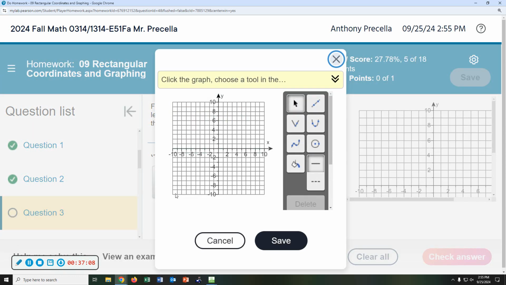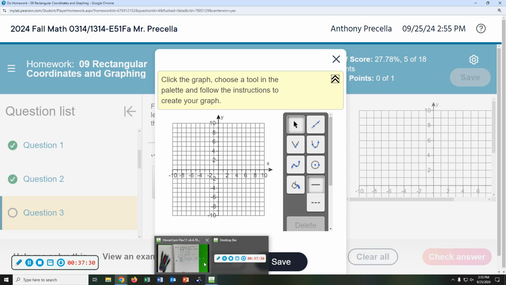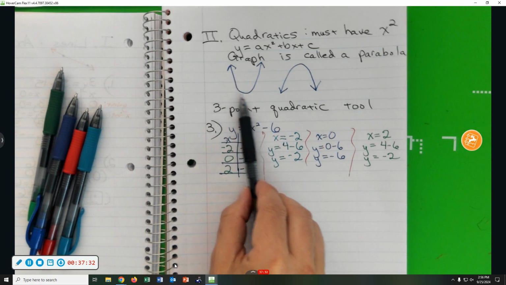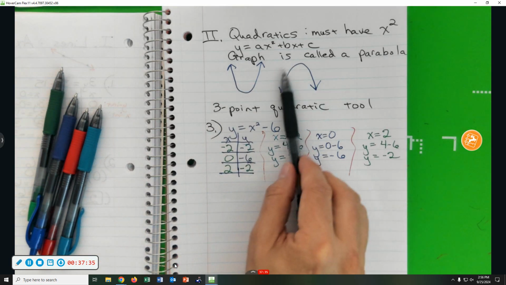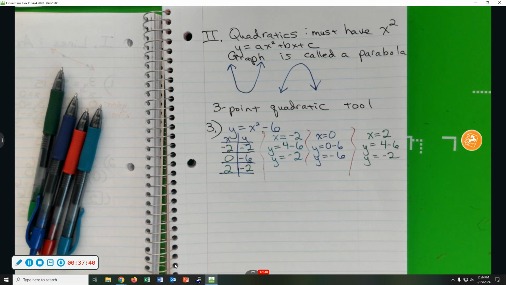I'll click to enlarge this and expand the instructions. We have to choose a tool in the palette and follow the instructions. Which one of these looks like it's a parabola? There should be a smooth U-shaped figure. A U has a smooth turnaround. It's not a sharp point. A sharp point would be a V shape, and there's a different type of equation that has V's as its graphs. Parabolas are smooth U shapes.